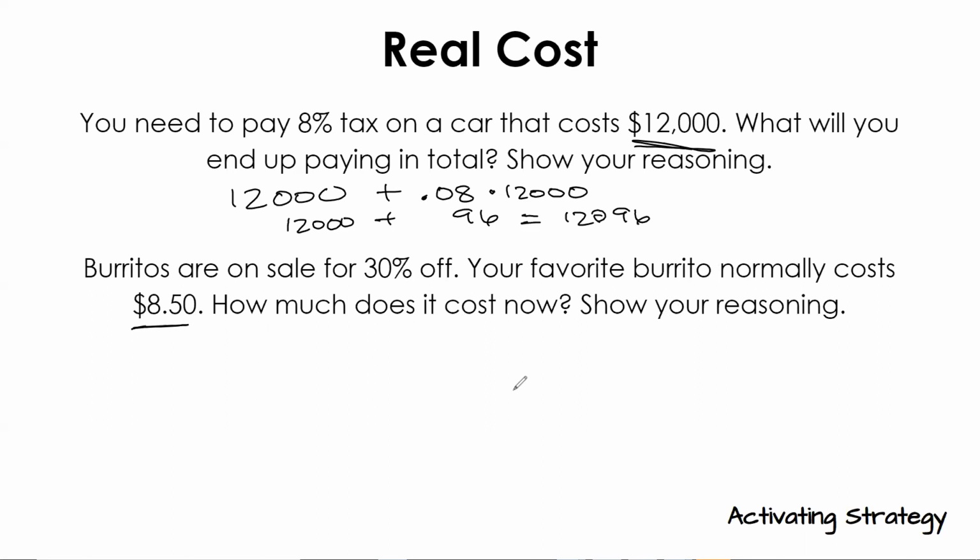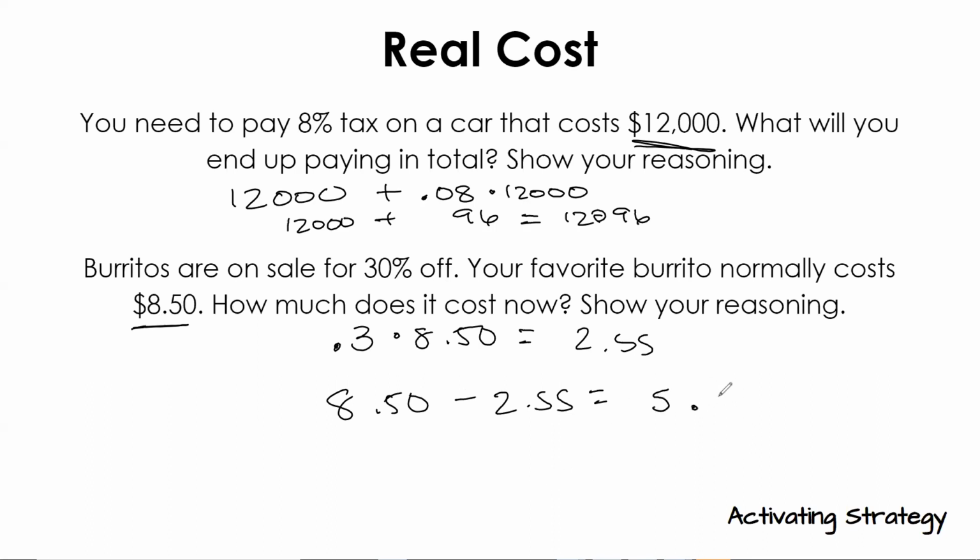Okay, so first we've got to figure out how much is 30% of the original, right? So we're gonna say 0.3 times 850. And what does that give me? 255. And then we're gonna take this and subtract it from that 850. We're gonna say 850 minus the 30% off. So what is that gonna give me? $5.95. So your burrito went from 850 to 595.